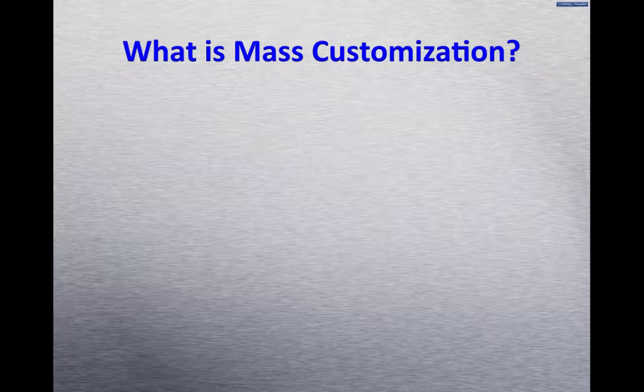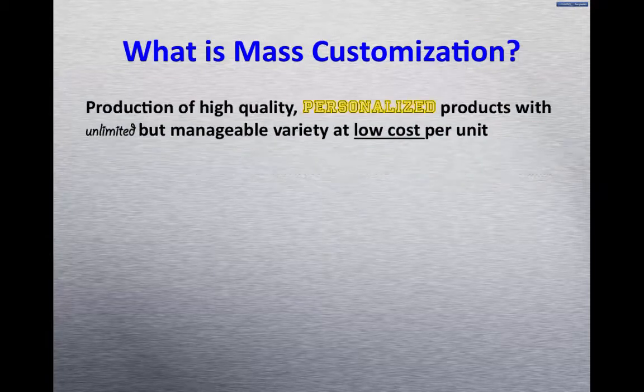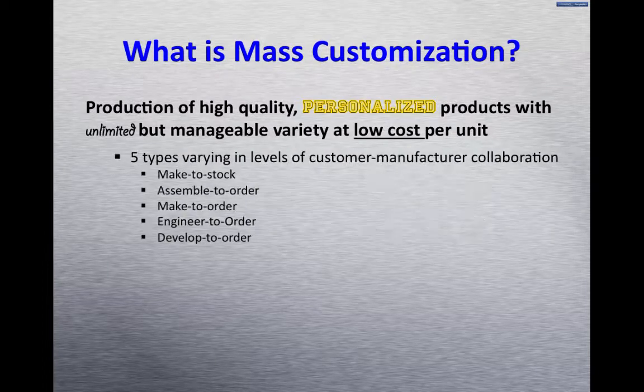So what exactly is mass customization? Mass customization is the production of high-quality, personalized goods or services with unlimited but manageable variety at low cost per unit. We can define mass customization by 5 different types or levels.